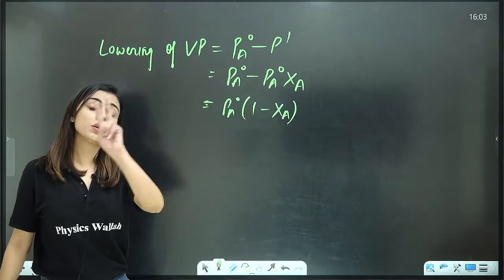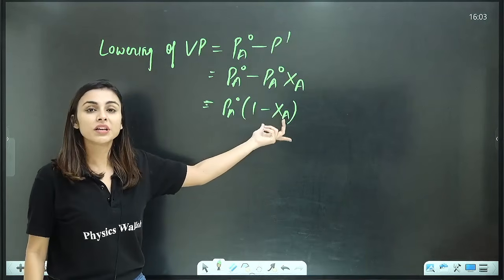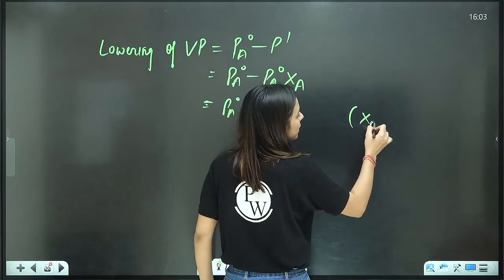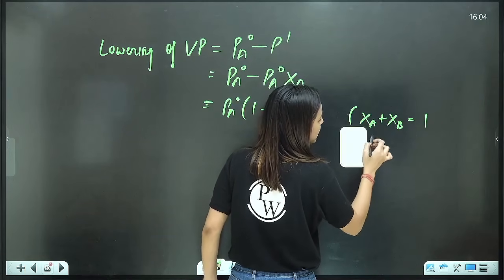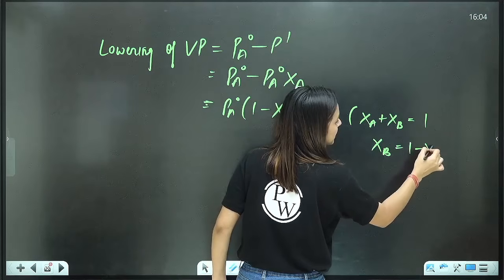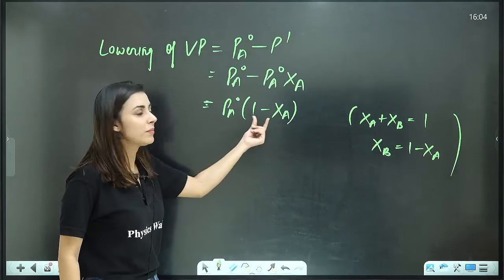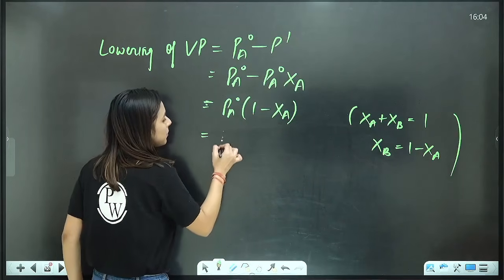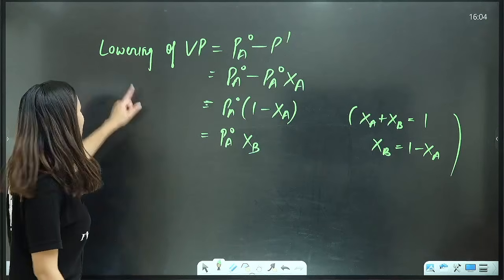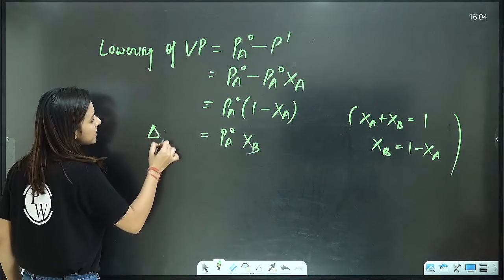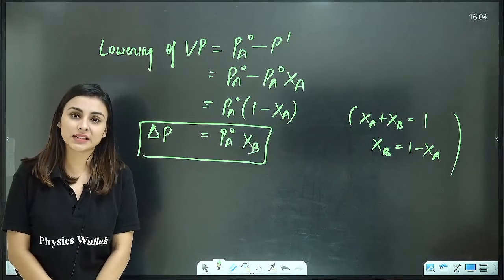My dear students, when you have just two components, we know that XA plus XB is equal to 1. So XB is equal to 1 minus XA. We can use this expression. So PA naught into 1 minus XA is equal to PA naught XB. And this is the lowering of vapor pressure, that is delta P. So delta P is equal to PA naught XB.